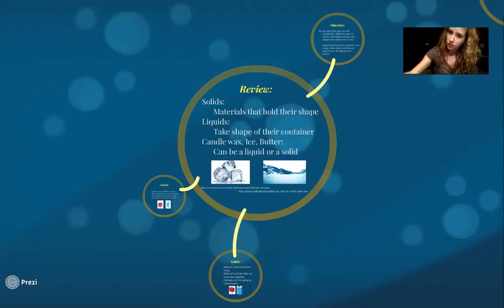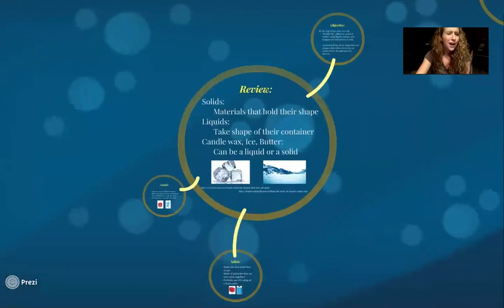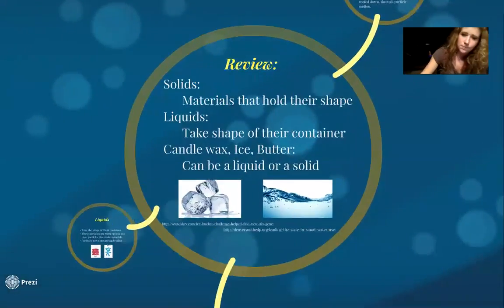But you also learned in second grade that objects can change between a liquid and a solid. Candle wax is hard at first, but if you light the candle, then the wax will eventually melt and change into a liquid. Same with ice or butter or lots of things. But today, we're going to learn about why that happens.